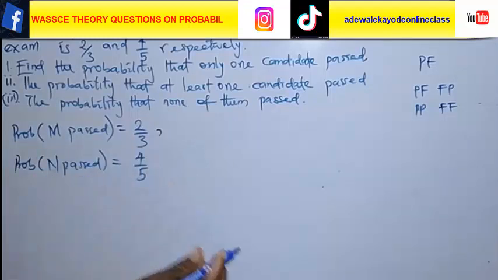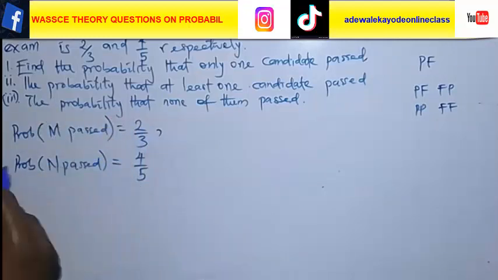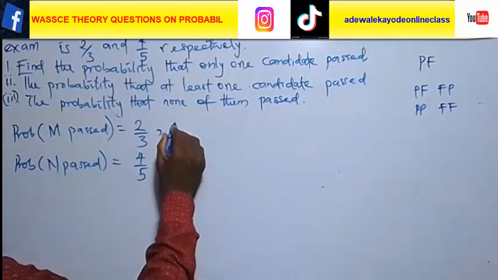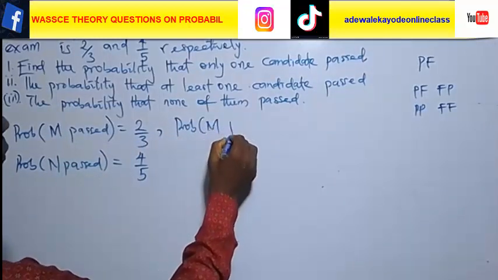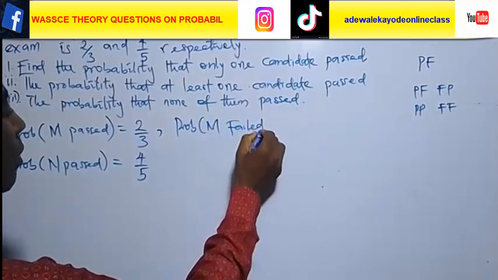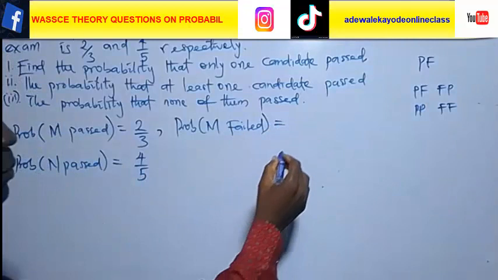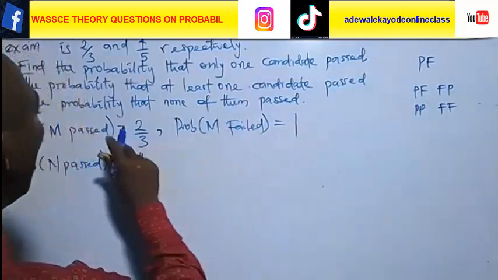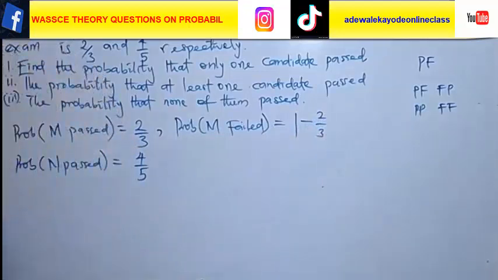Once you know the probability that a candidate passes, you must go ahead and look at the probability that the candidate fails, since there are places where we are talking about at least one pass. So let's look at the probability that M fails. That means you are taking the probability of pass away from 1. And don't forget, in one of my 50 mathematics tricks, I'm going to make use of that trick here. I'm not going to use normal fractions.